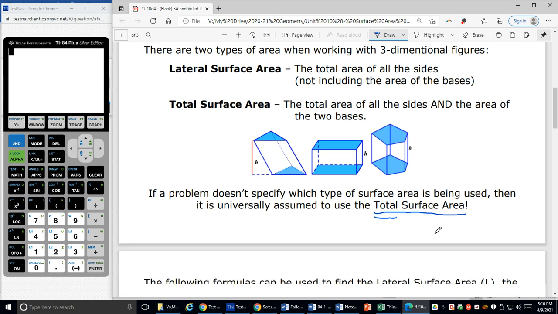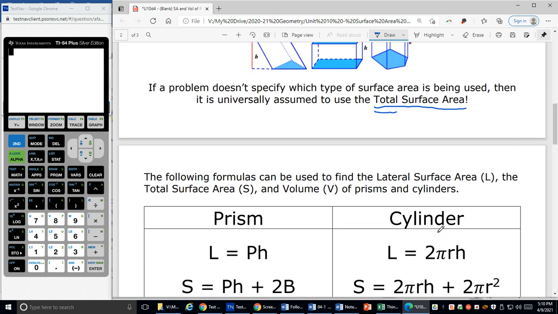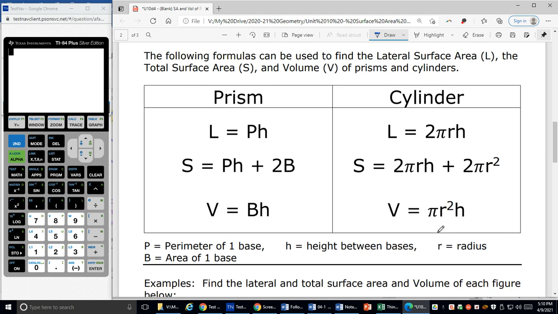Okay, let's look at the formulas that we're going to be using today. The following formulas can be used to find the lateral surface areas, which we're going to use an L for, and the total surface area, which we'll use an S for, and the volume, which we'll use a V for, for prisms and cylinders. And notice they're capital L's, capital S's, and capital V's, and the capitals really do come into play when you're working with area and volume.